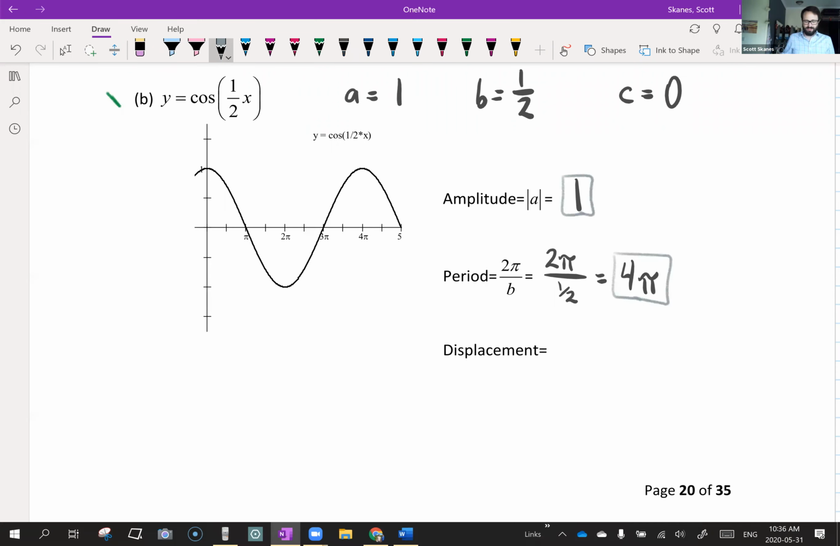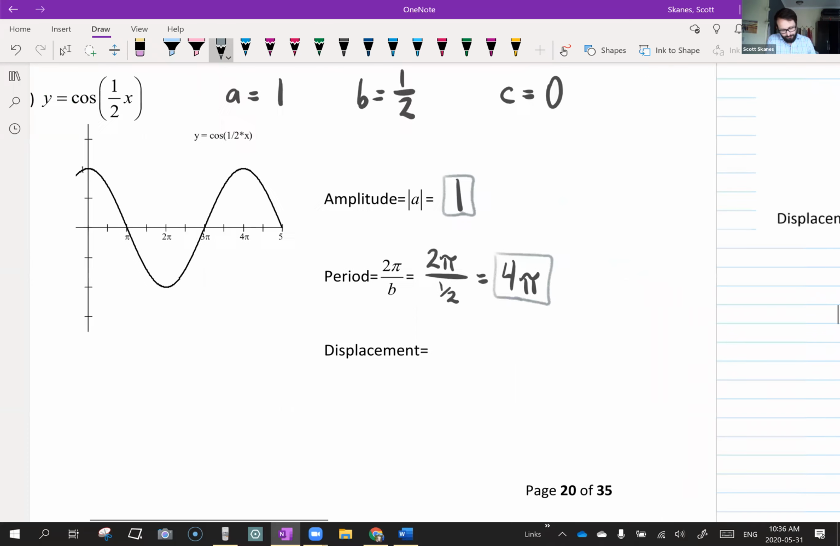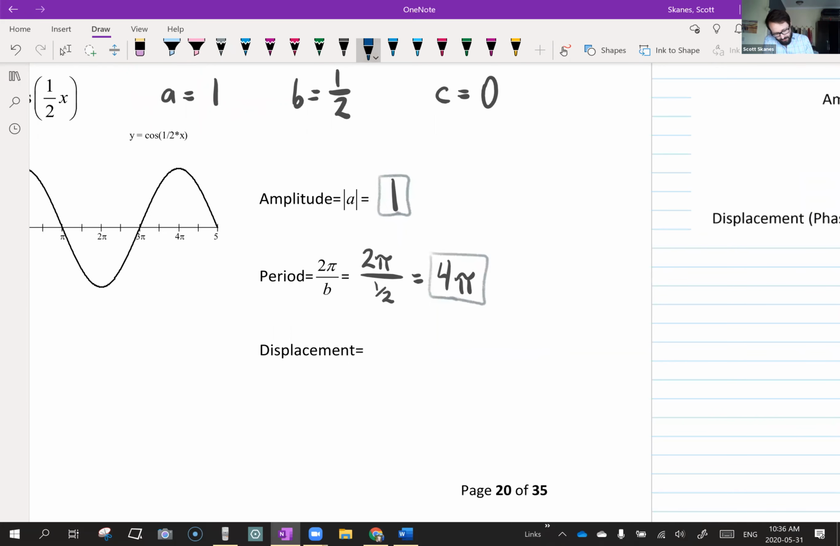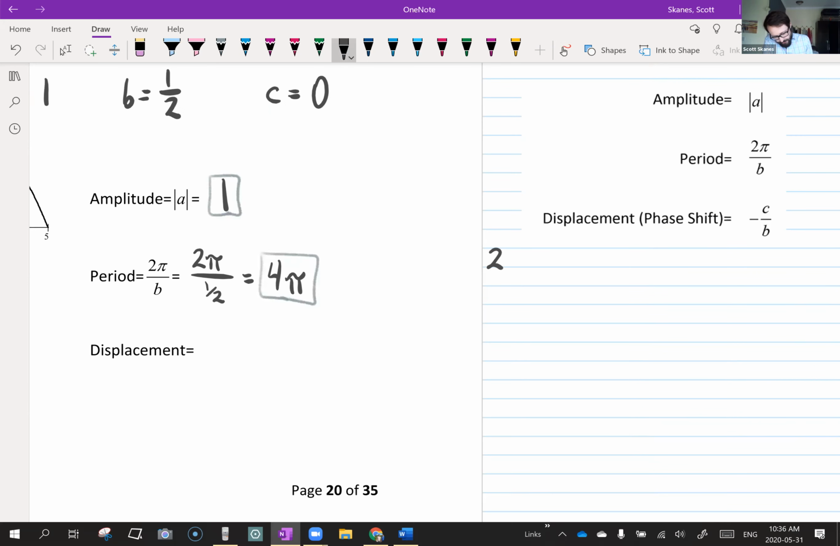Some of you are kind of terrible at fractions. And I'm not trying to insult you, just being realistic. Some of you are not good at fractions. So let me show you how I do that. Let me just make an aside. Some of you might want a way to do this without a calculator. I'll show you the calculator way after. 2 pi over a half.